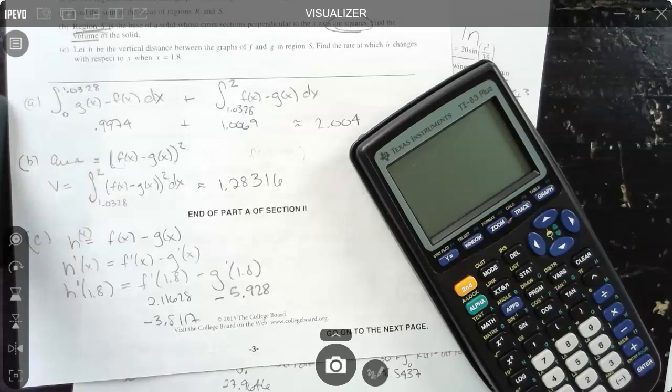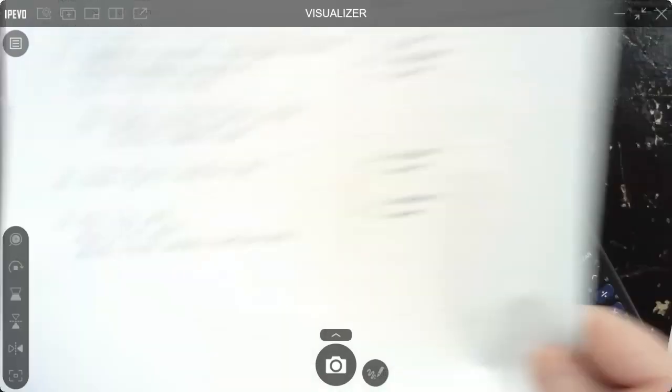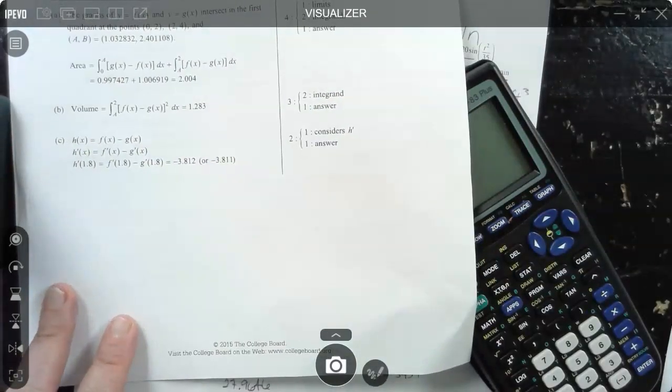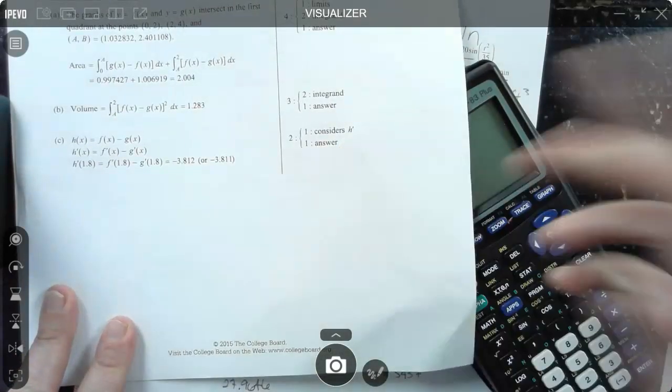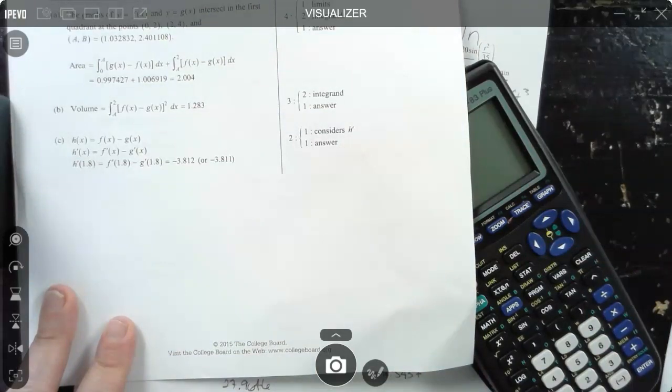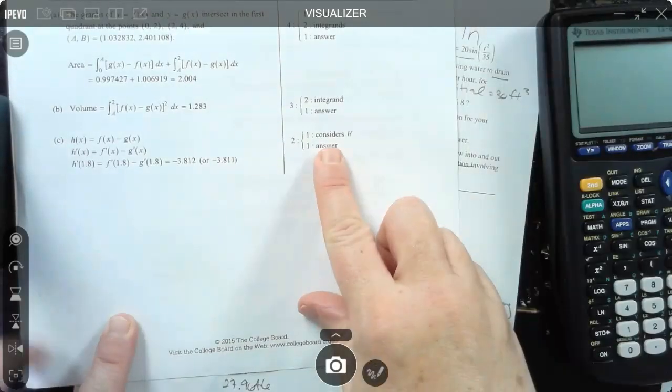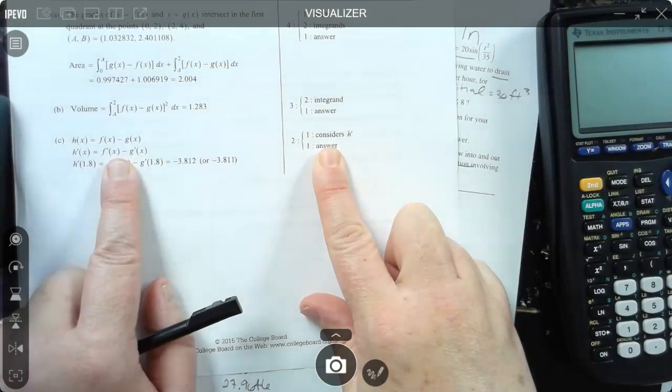So for this one, you got a point for correctly considering H of X, knowing that you subtracted the 2. And then, actually, no, you didn't. You got a point for considering the derivative of H. I don't know really what that means. Let me show you what they have. Did I give yourself a point out of 2 at least? Because it says considers H prime. I would think, considering H prime, you would need to have H prime right.